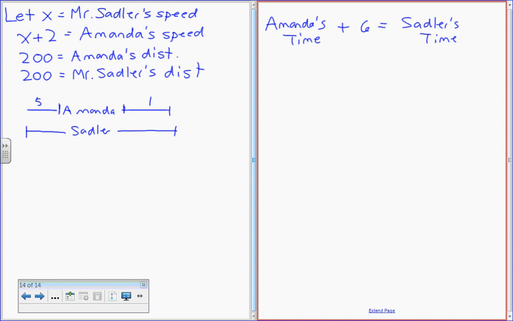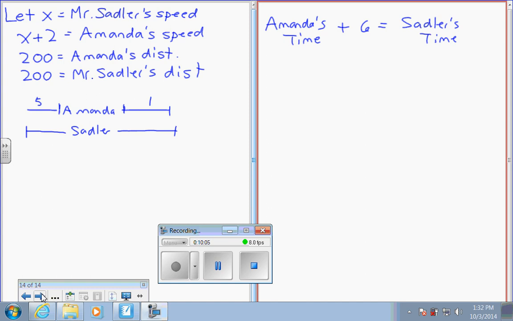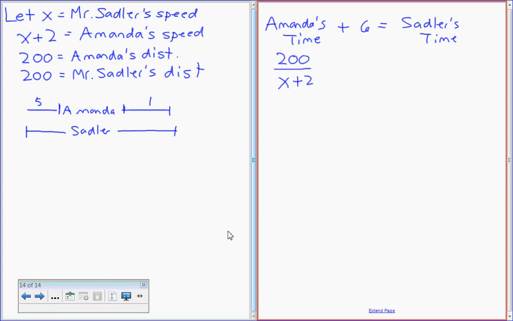Go ahead. What's the equation for Amanda's time? You guys can do it. Think what time equals again, back from grade 10 physics. Go. x plus 2. Yeah, good. So what's the equation though? What's the equation going to be? 200 over x plus 2 is going to be Amanda. Actually, we should probably do the domain in here too. Plus 6 is going to be 200 over x.